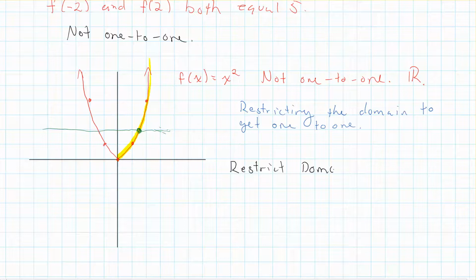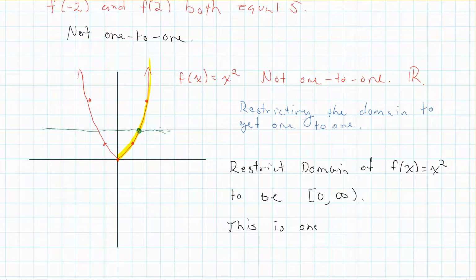the domain of f of x equals x squared to be 0 to infinity. This is 1-to-1.